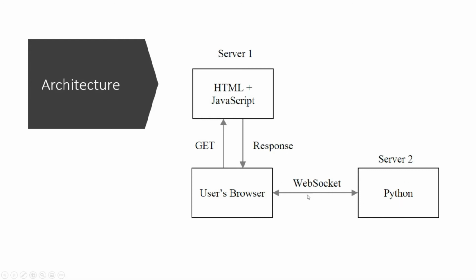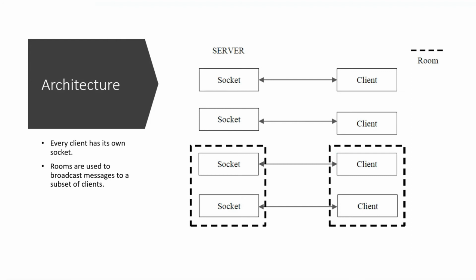As soon as the WebSocket connection is established, the user can start modeling and use a half-edge data structure developed on the server 2 side. To enable the WebSocket connection, we use the Socket.io library. Each client has its own socket, and the library has a room system used to broadcast messages to a subset of clients. So here we have the room system illustrated.